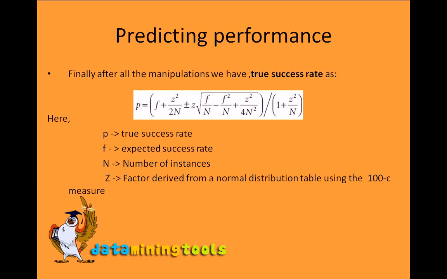So after applying all our manipulations, which we are not going to explain here in detail, we get the following value of p. As you can see, the plus minus in the expression of p will give us two values of p, which will represent the endpoints of the range of p. That is the true success rate, and this is how we get a true success rate given an expected success rate and a confidence percentage.